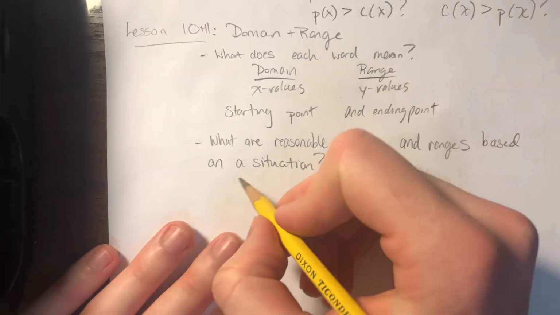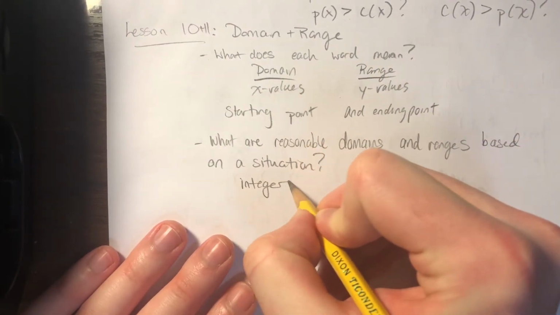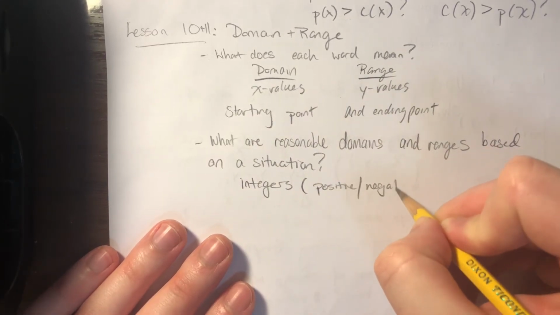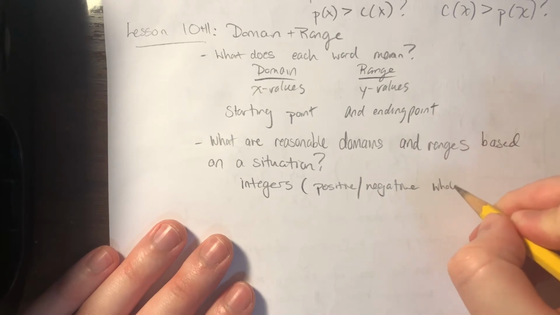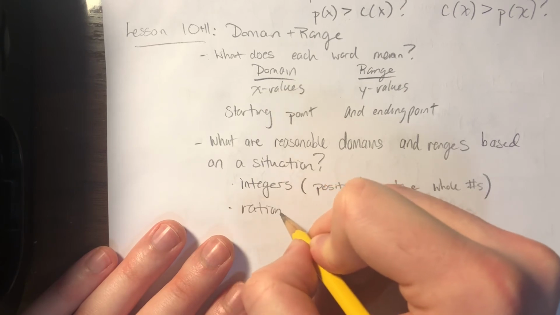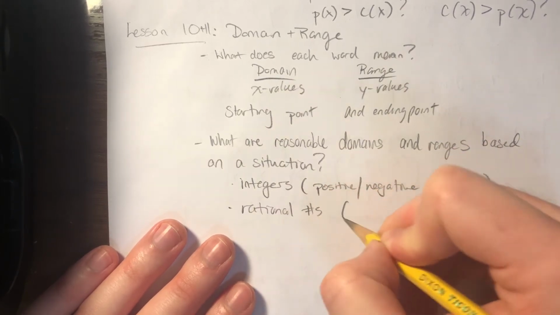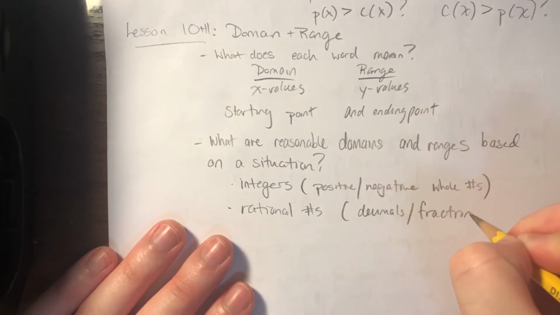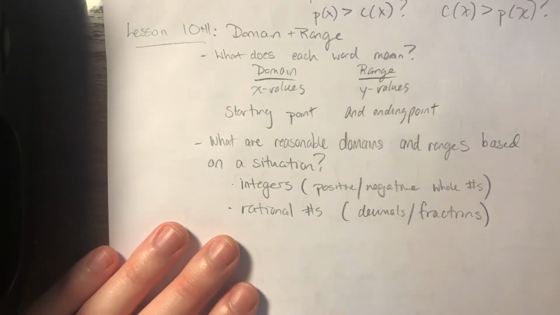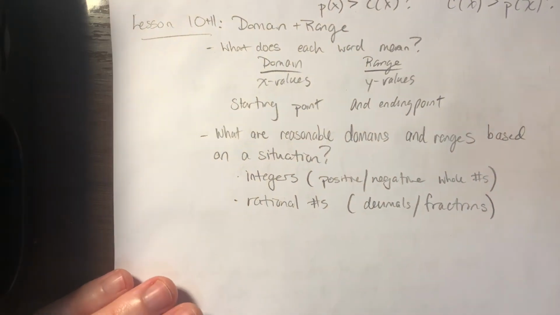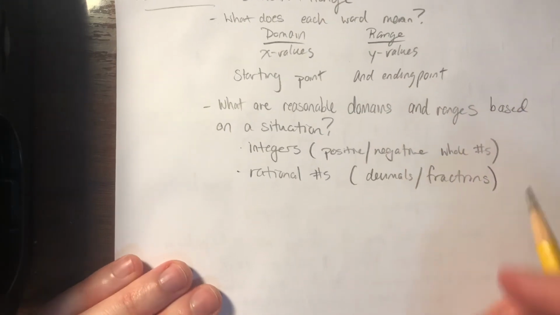So when am I going to use integers? It's positive and negative whole numbers. When am I going to use rational numbers? All right, those are decimals, fractions. And then whole numbers would just be the positive numbers starting at 0. Okay, so you have to use a little bit of common sense there.